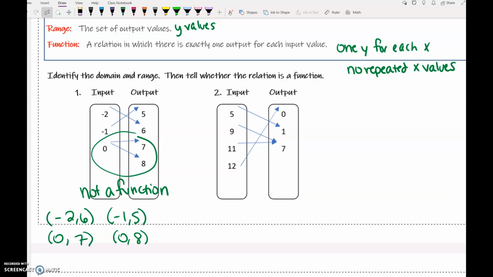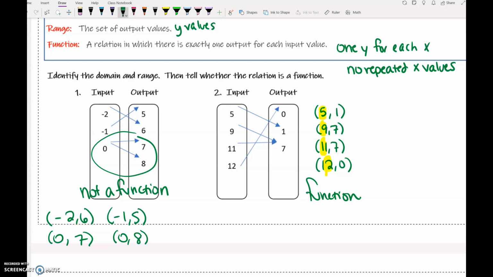Okay, take a look at number 2. We have the coordinates 5, 1, 9, 7, 11, 7, and 12, 0. You have done this before. Honestly, you're looking at the x values. Are there any repeated x values? There's no repeated x values, so this one is a function. So the trick here is, are there repeated x values? If there's repeated x values, it is not a function. If there are not repeated x values, it is a function.